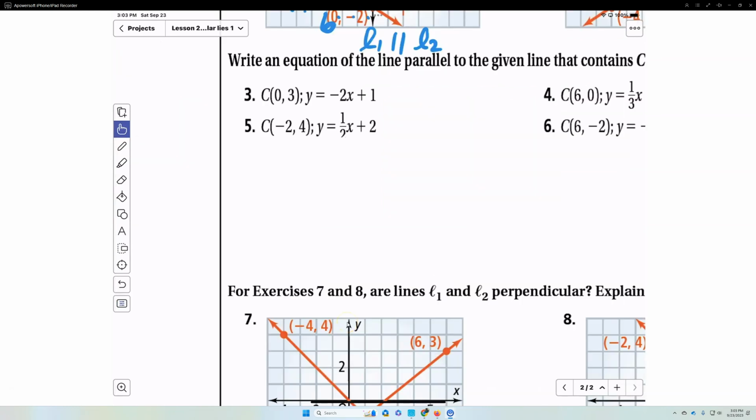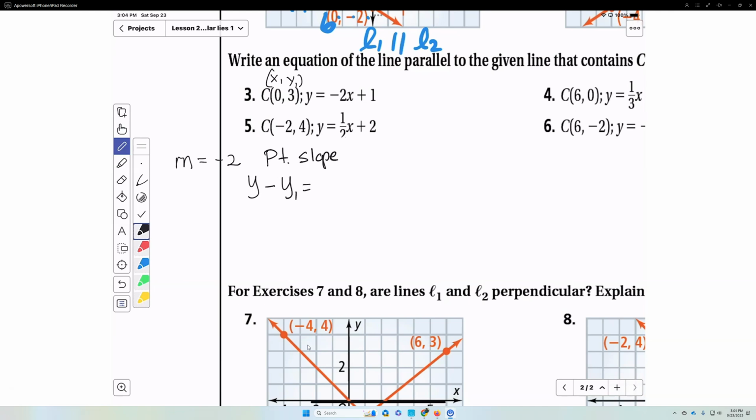For number 3, we're going to write an equation of the line parallel that contains point C. So what I'm going to do is use the slope for number 3. I know the slope has to be -2. And I do have a point, which I'm going to call x1, y1. And I'm going to use the point-slope formula. So we have y minus y1 equals m times x minus x1.